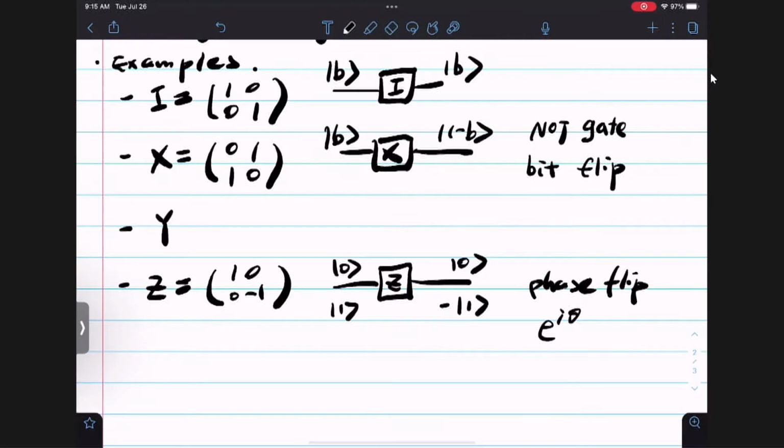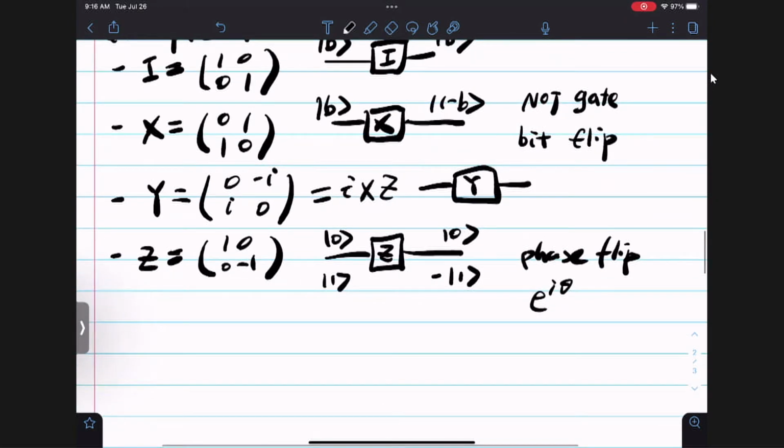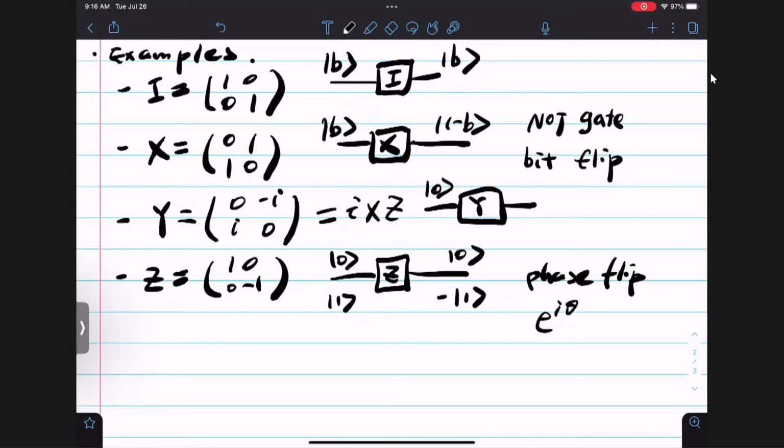And another gate, the Y gate, the Y operator. Let me write down the matrix, and you can observe that this is actually just i times XZ. So it's the product of XZ plus this phase i. So it basically has the combined effect of X and Z. Given 0, it maps to i|1>. Given 1, it gets mapped to negative i|0>.